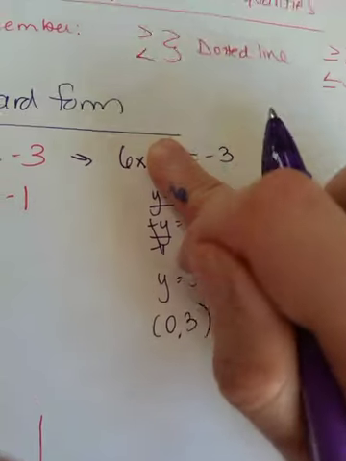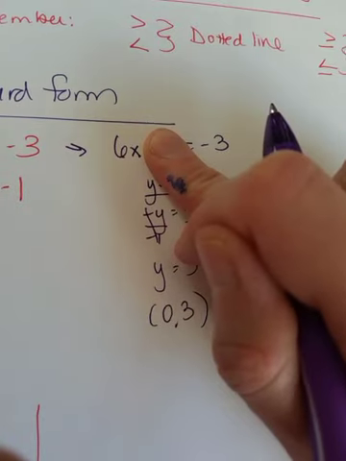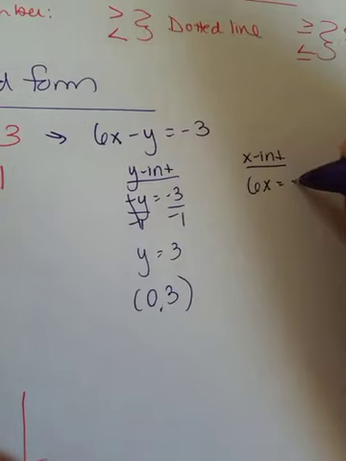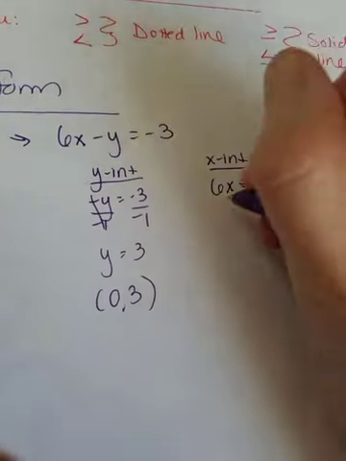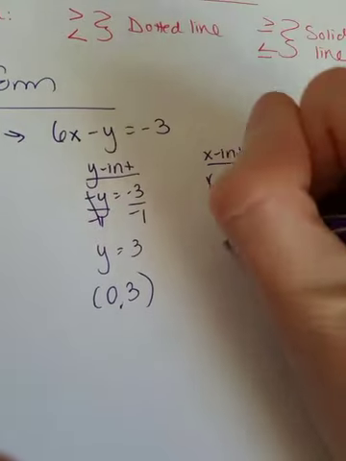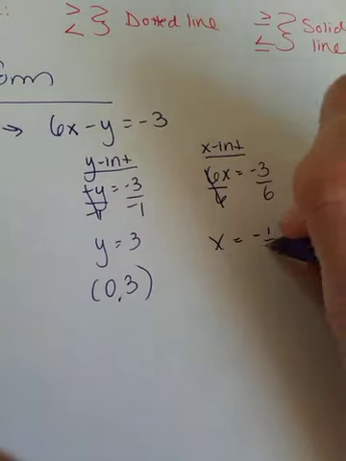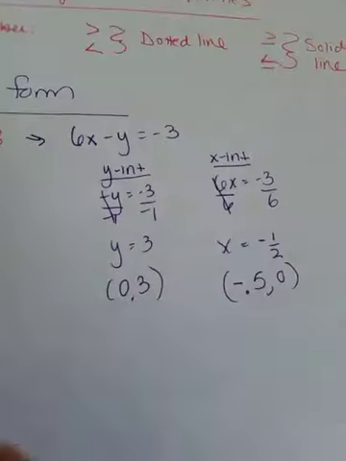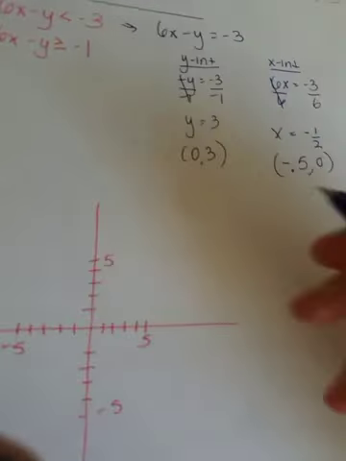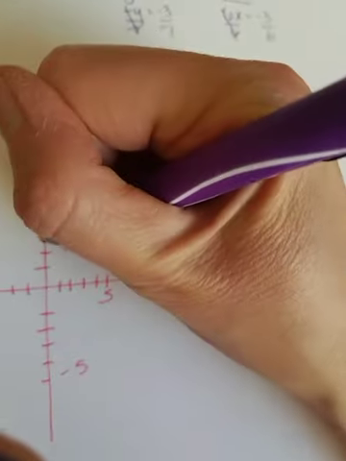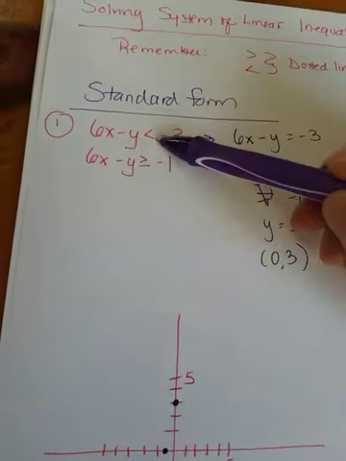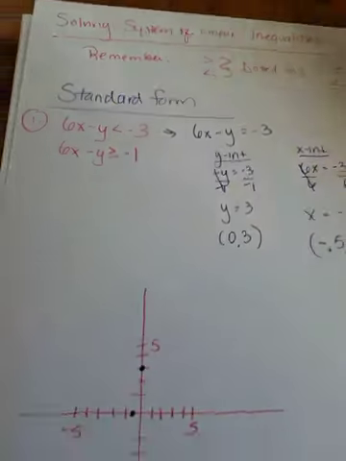So I have the y-intercept at (0, 3). The x-intercept, I cover up the y, and I have the equation 6x equals -3. I divide both sides by 6. -3 divided by 6 is -1/2. So I have the x-intercept at (-0.5, 0). So for this graph, I'm going to plot the point (0, 3) and the point (-0.5, 0). This was a less than problem, so that means it's dotted.